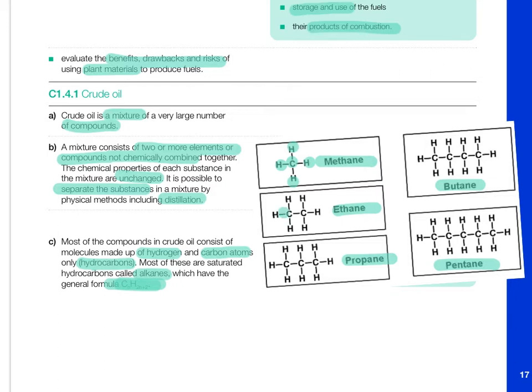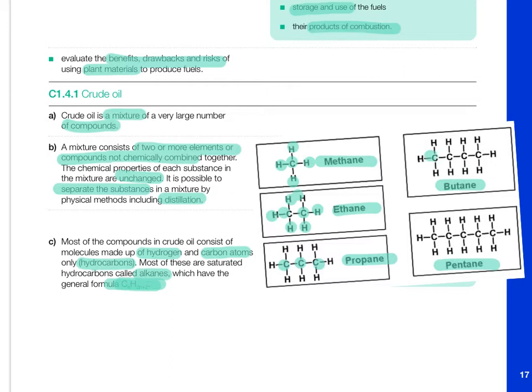If you have 2 carbons, 2 times 2 is 4, add another 2 is 6, so 1, 2, 3, 4, 5, 6 hydrogens, CnH2n+2. In your propane, your number of carbons, your n, is 3. So 2 times 3 is 6, plus another 2 is 8. And you can see you've got 8 hydrogens.